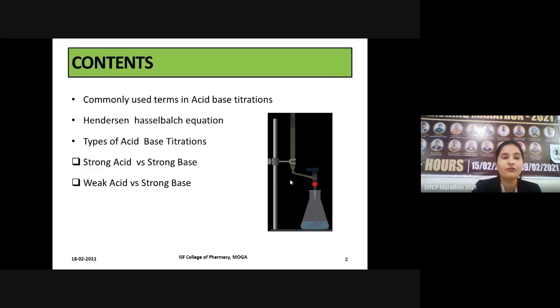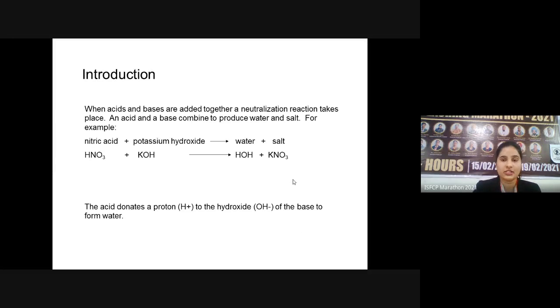Followed by a well-known equation which is known as the Henderson-Hasselbalch equation. After that, we will discuss the different types of acid-base titrations and the curves which are related to acid-base titrations. So firstly, let's just sum up. What is an acid-base titration?